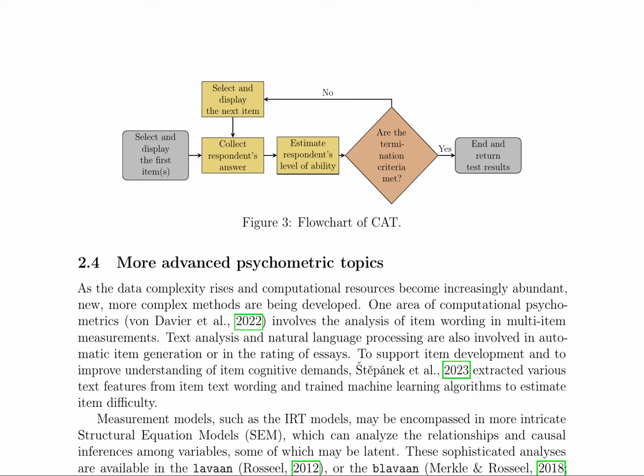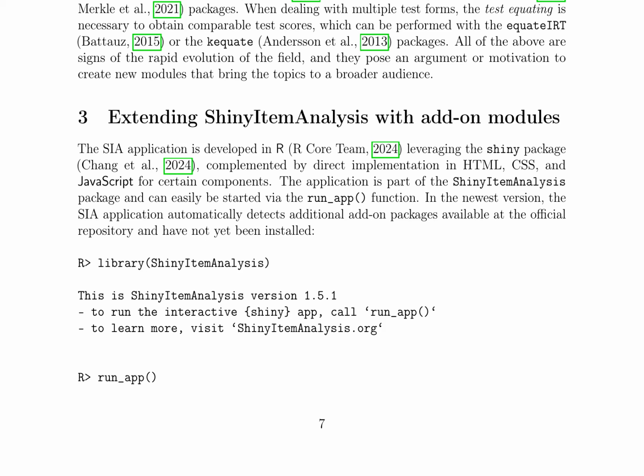The research discusses the evolution of computational psychometrics, focusing on advanced topics such as item wording analysis and automatic item generation. It highlights the use of text analysis and natural language processing to estimate item difficulty. Measurement models like IRT are also encompassed in structural equation models, SEM, for analyzing relationships among variables.